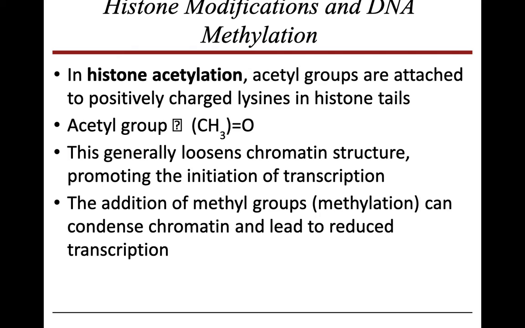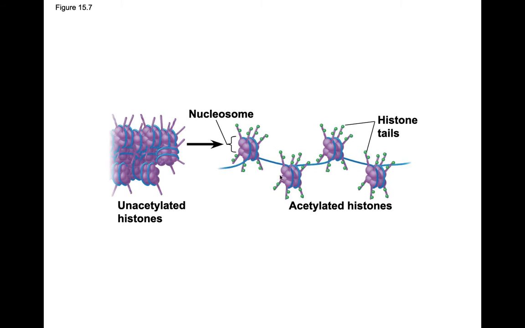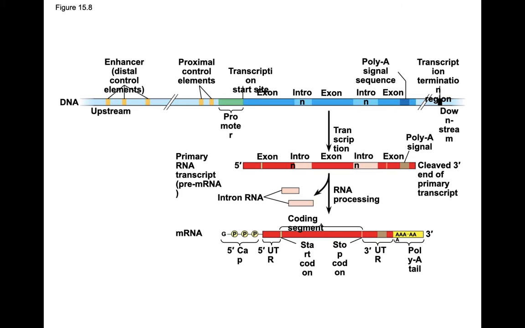One of the ways that we can begin to regulate gene expression is the change in histones. And histones are protein structures that build up the initial chromatin fibers in DNA. Histones are positively charged, so they interact quite well with the negative charge of the phosphate backbone in DNA. In histone acetylation, we add acetyl groups to the positively charged histone tails. And this generally loosens chromatin structure, which promotes the initiation of transcription. Alternatively, we can add methyl groups to these lysine tails, which can condense chromatin and lead to reduced transcription. So when we acetylate histones, we're unwinding the chromatin fibers, which allows DNA to be more easily read by RNA polymerase.